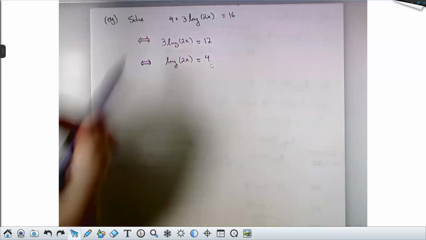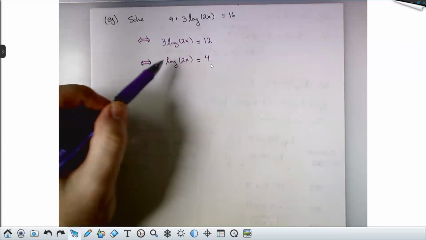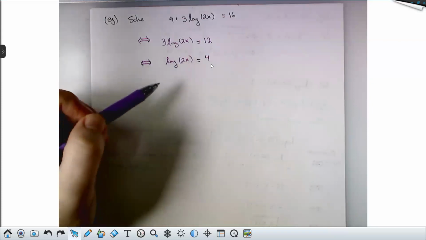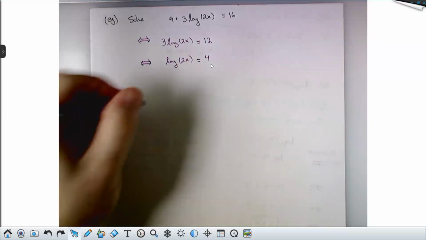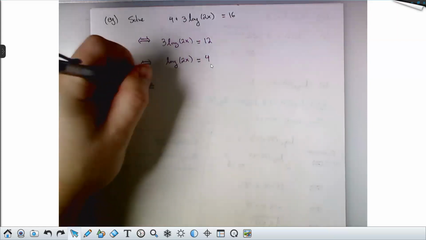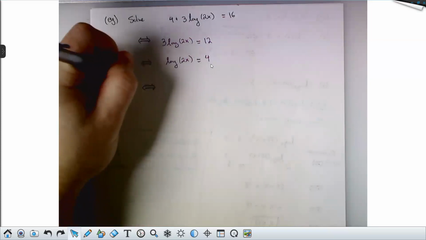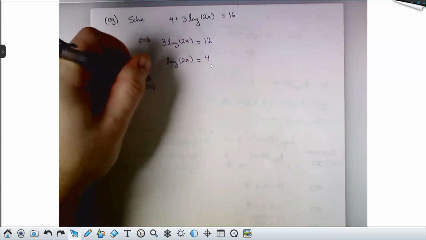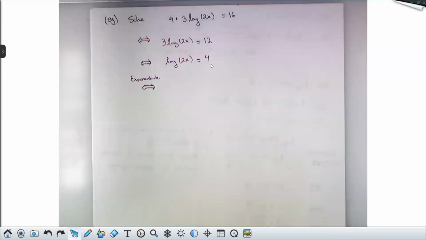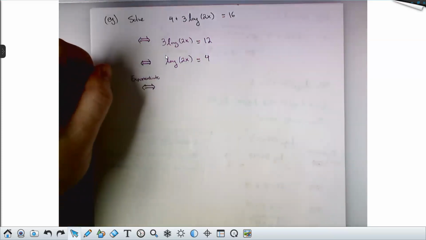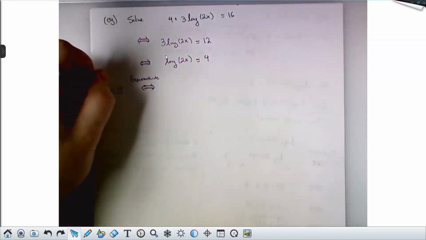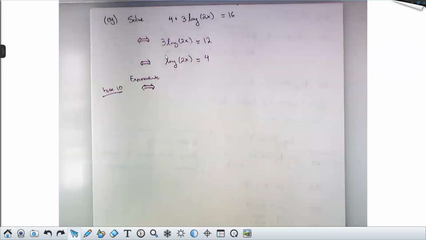Okay. Now I've isolated the log term. I have the log of some stuff involving my variable is equal to a constant. So now I'm going to exponentiate. This is the money step. And before I write it down, I'd like you to think about what base I'm going to use when I exponentiate here. Yeah, that's right, bud. He says we're going to use base 10 because that's the base of this logarithm.